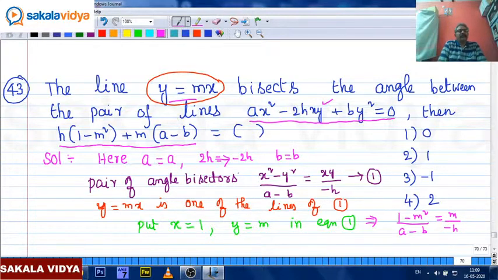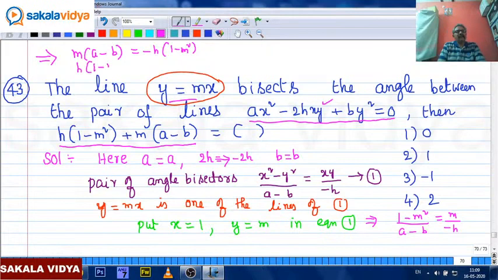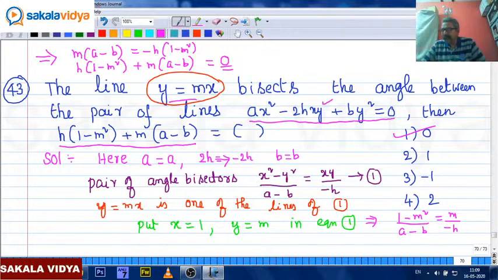Cross multiply. If you cross multiply, what do you get? m times a minus b equals to minus h times 1 minus m square. Bring the term on the right hand side to the left hand side. You get h times 1 minus m square plus m times a minus b equals to 0. That means the first option is the right option.